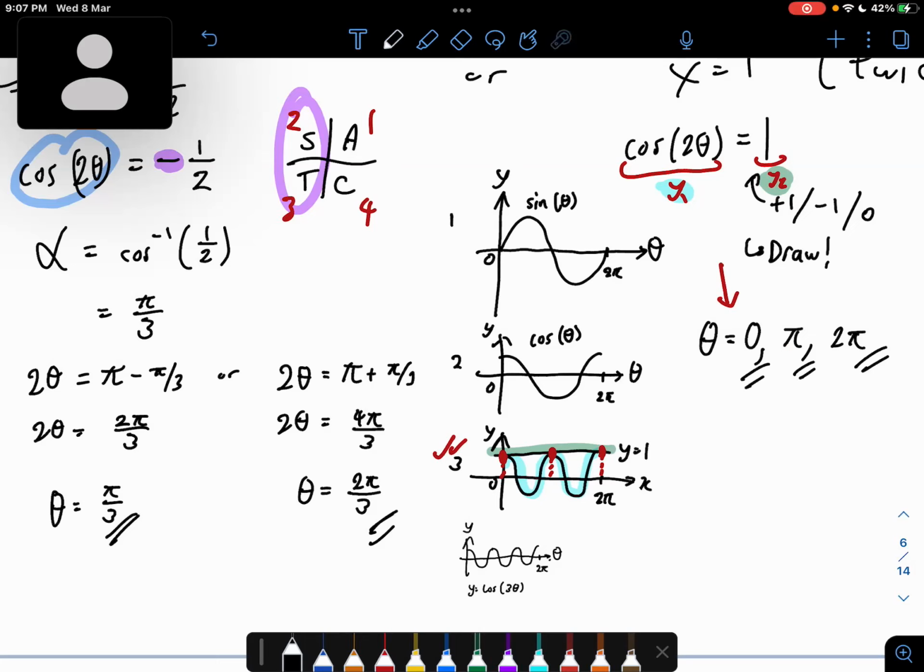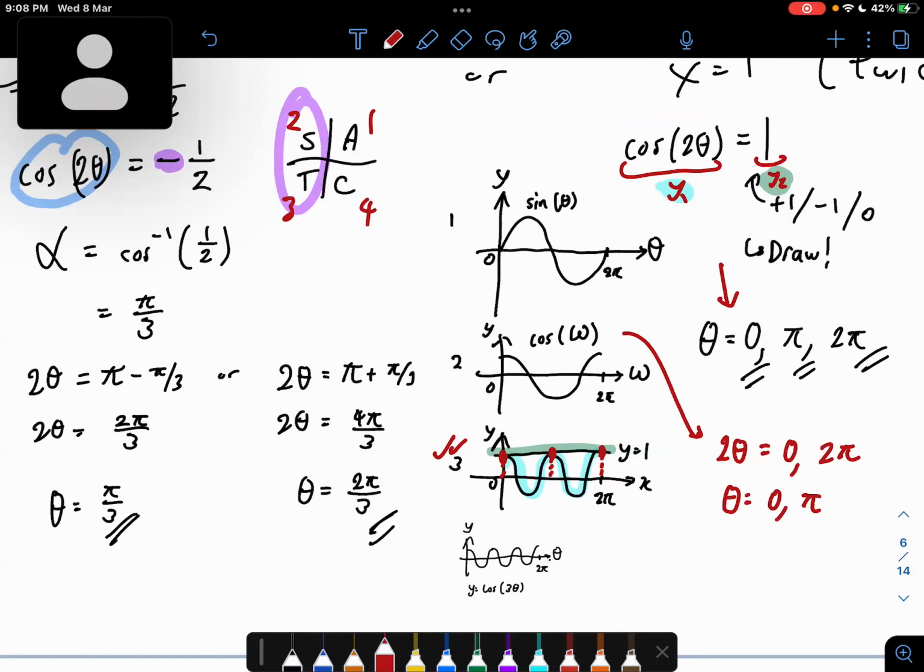Alternatively, you could have also drawn cosine theta. But sorry, think of this as cosine of another letter, let's say W. Then cosine 2 theta equal to 1. You get these two as your answers, so 0 and 2 pi, right? That means 2 theta will be 0 or 2 pi. Then if you divide by 2, you end up with 0 and pi.